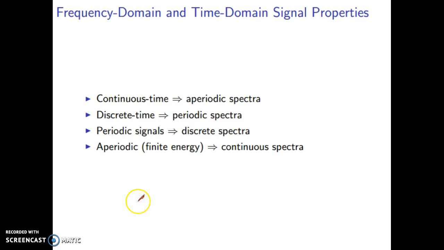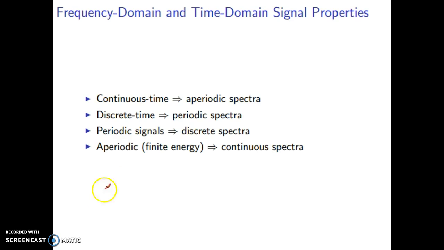So we can sum up these things. Continuous time gives an aperiodic spectrum. For discrete time, we'll get a periodic spectrum. And for a periodic signal, we'll get a discrete spectrum. If the signal is aperiodic, then we'll get a continuous spectrum. That's the relationship between these two things.